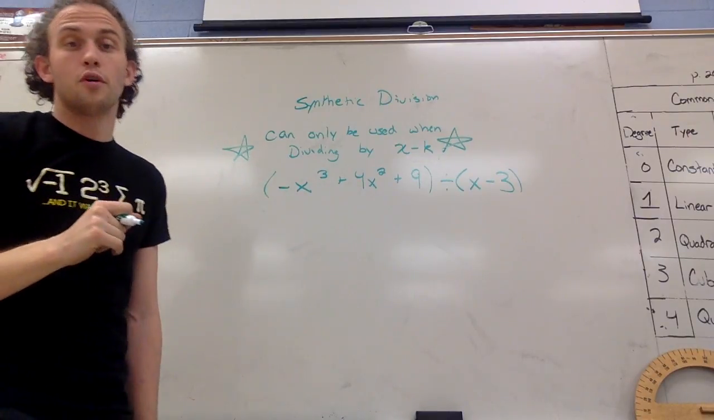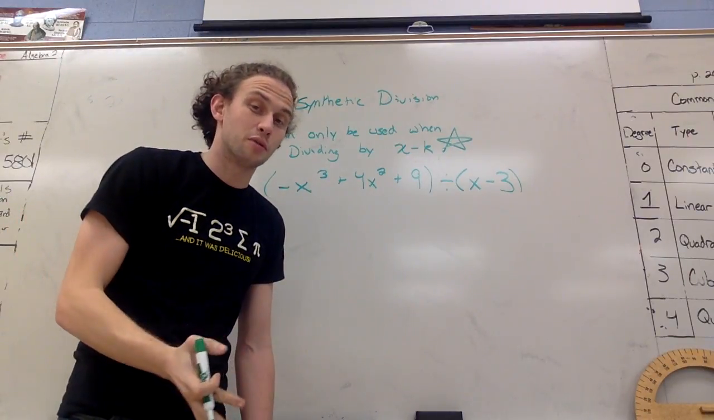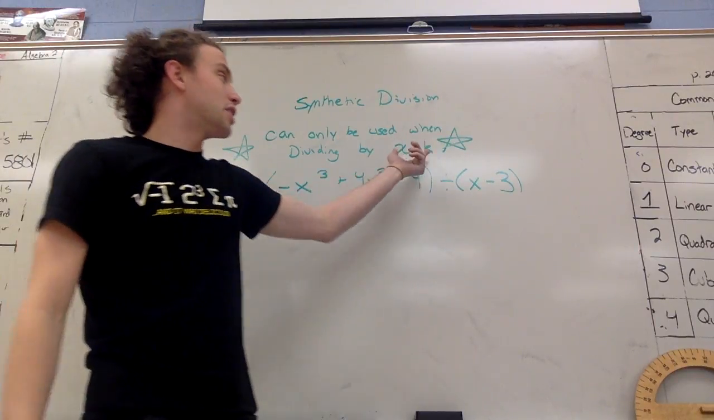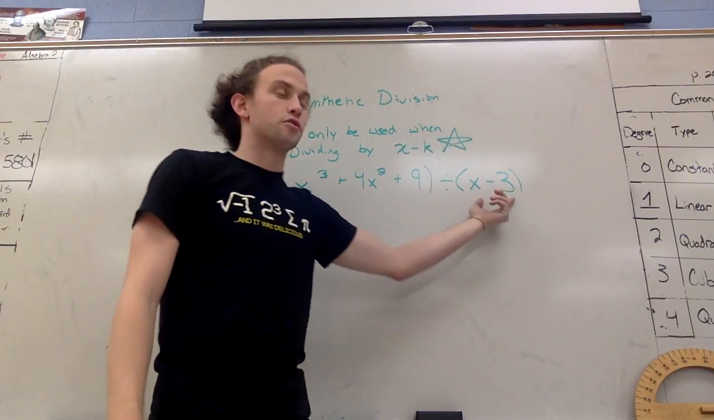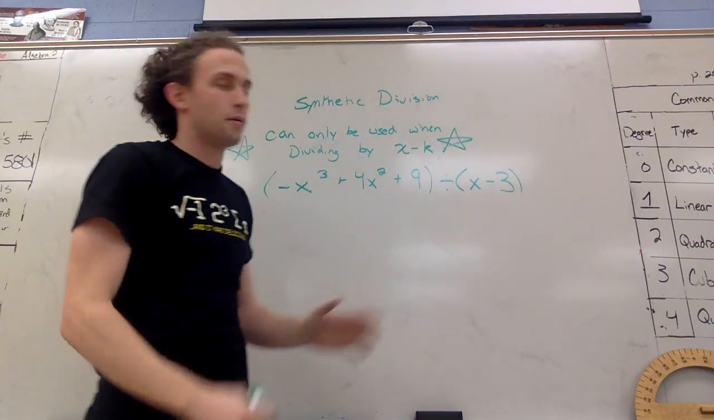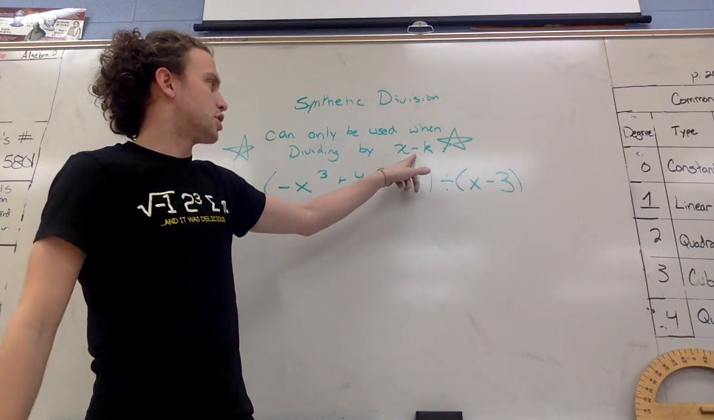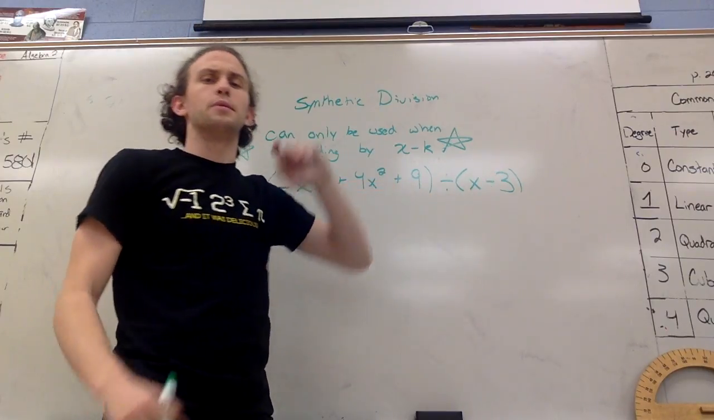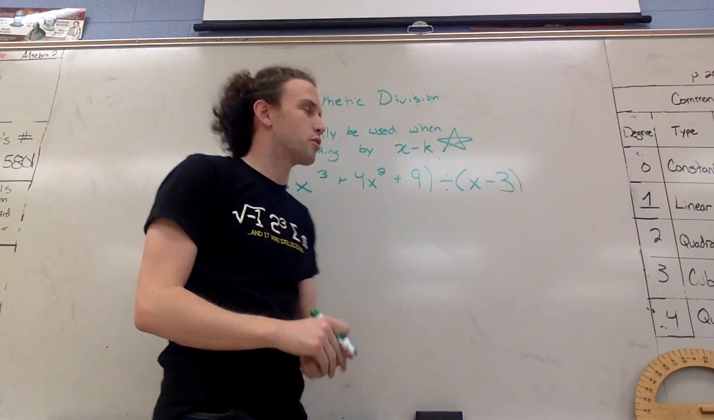So first off, we have to figure out what our k value is. Now, this is x minus k. So I have to figure out what I need to plug in here so it turns into x minus 3. Most people look at it and say, it's x minus 3, x minus k, so this is going to be a negative 3. Well, that just doesn't work.